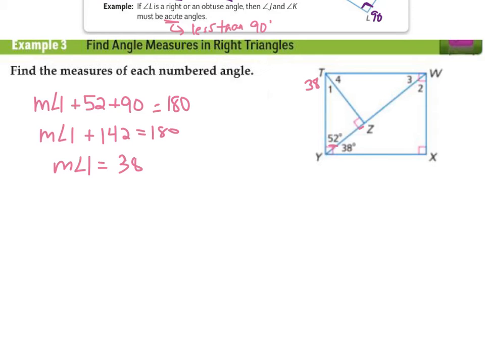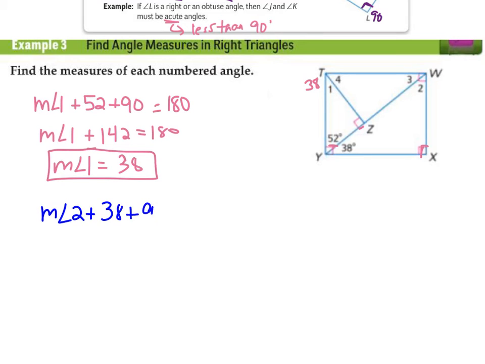Okay, now that we know angle 1 is 38 degrees, I'm just going to go in order and go to number 2. Can I solve for 2 yet? Well, I have a right angle here and 38 here. So I have two angles already and just missing angle 2. So let me change colors real quick.